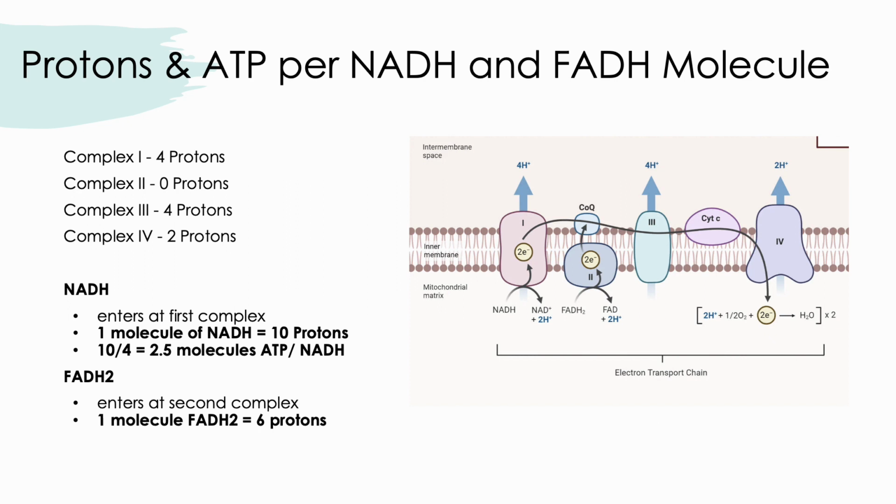FADH2 enters at the second complex, which means 1 FADH2 molecule is contributing to 6 protons being pumped out into the intermembrane space. And again, since 4 protons are required to make 1 ATP, this means that 1 FADH2 molecule generates 1.5 molecules of ATP.